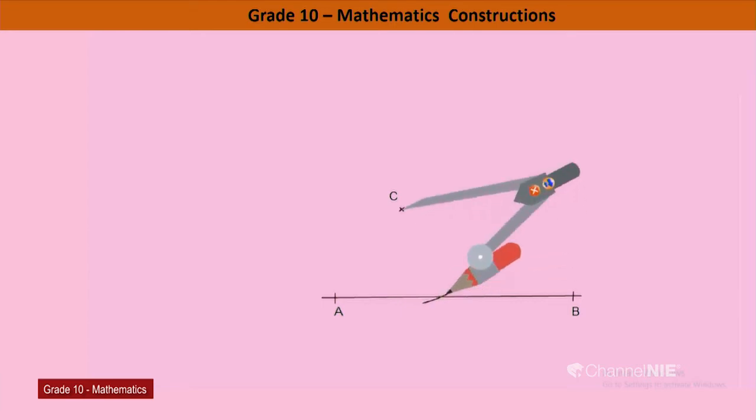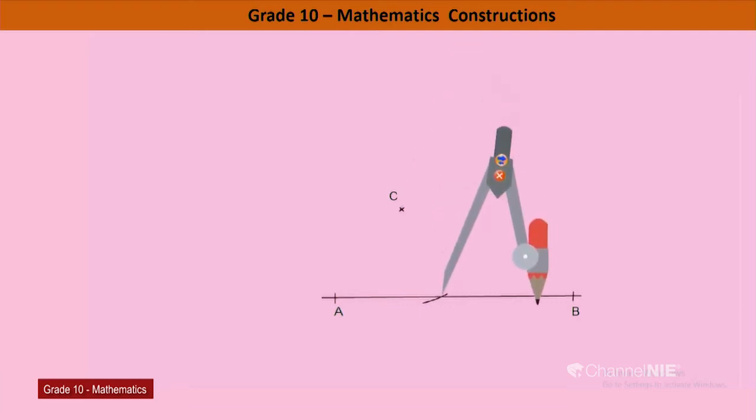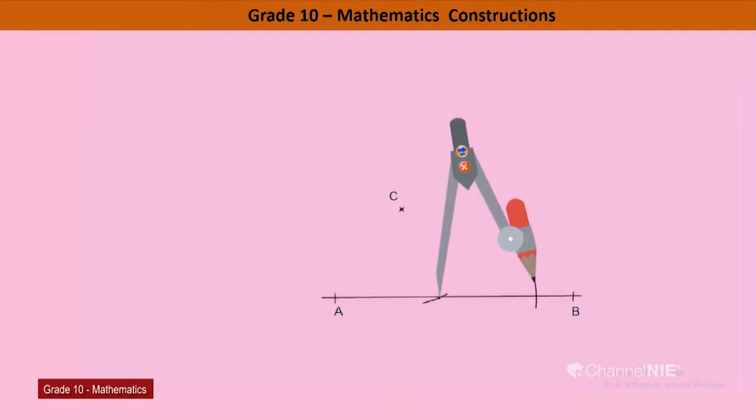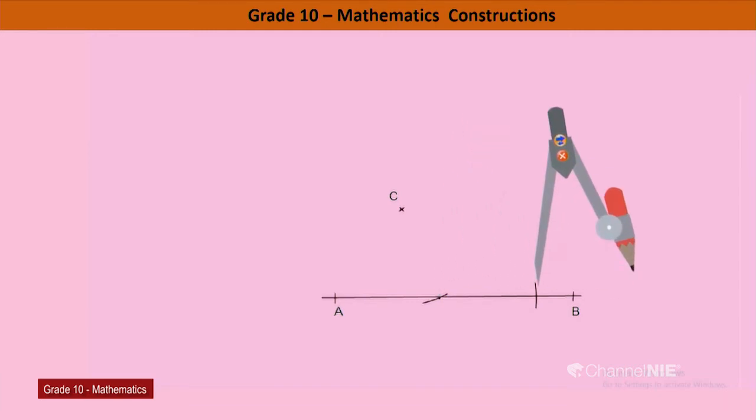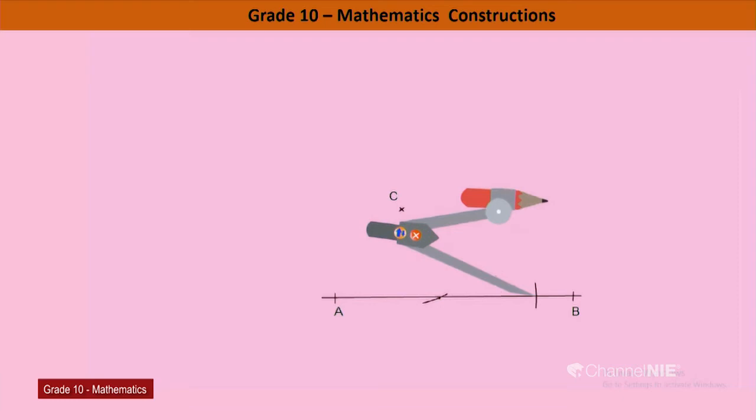Take any radius, keep the steel point on C, draw an arc to intersect AB line. Here we found the point. Next, jump to that point, keep the steel point on that new point, draw an arc. Do not change the radius, jump to the next point, keep the steel point on that new point, draw an arc.